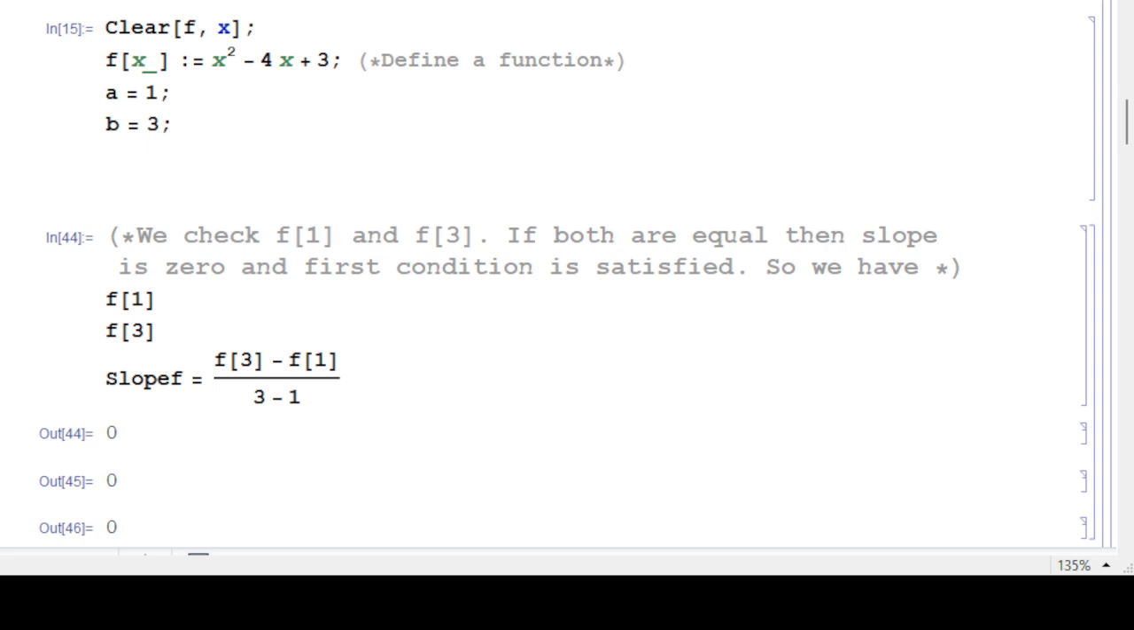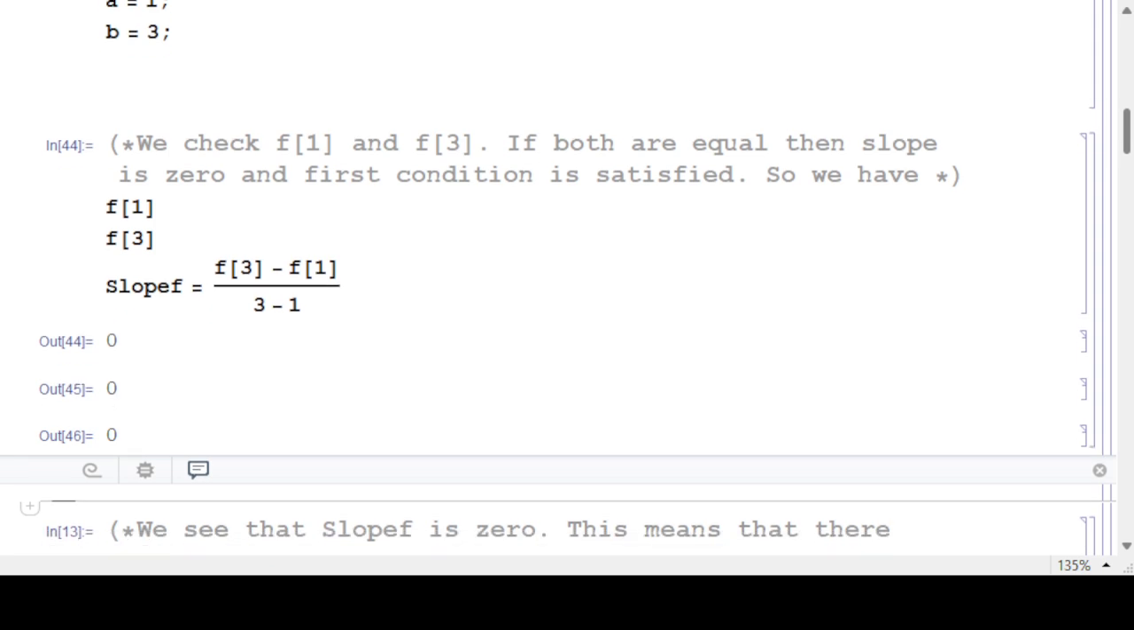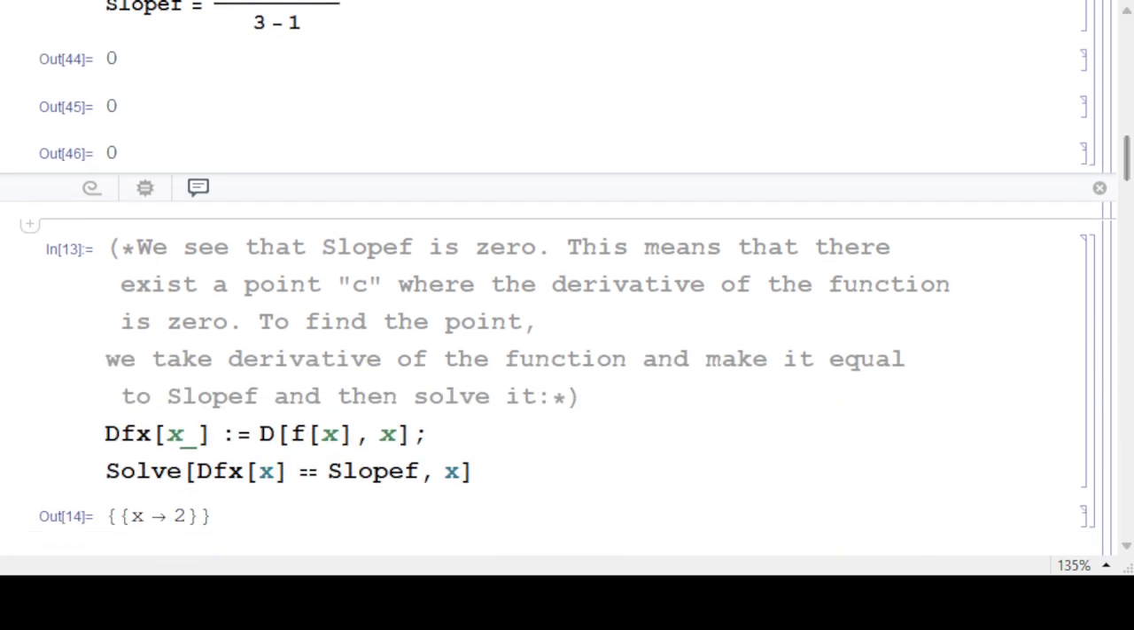So when we execute it, which I have already executed, we get 0, 0 and 0. So this 0 belongs to the case where we have found f(1) and this is again 0, and the slope due to these two values is 0. We see that the slope is 0. This means that there exists a point c where the derivative of the function is 0.